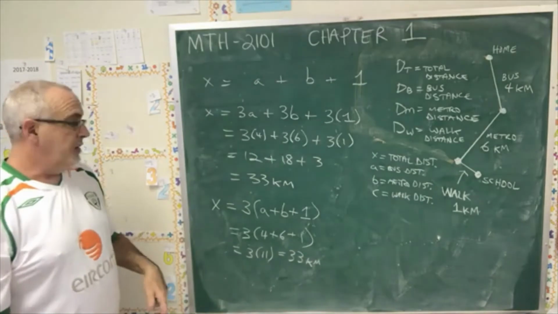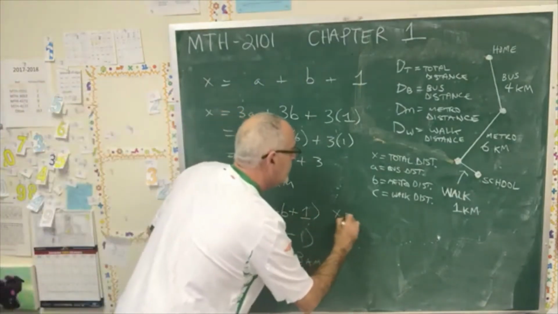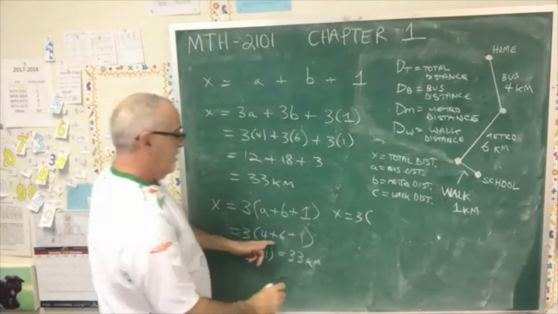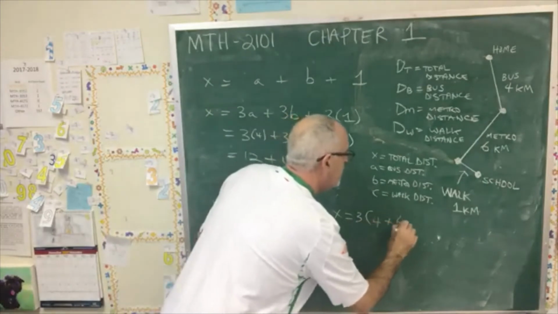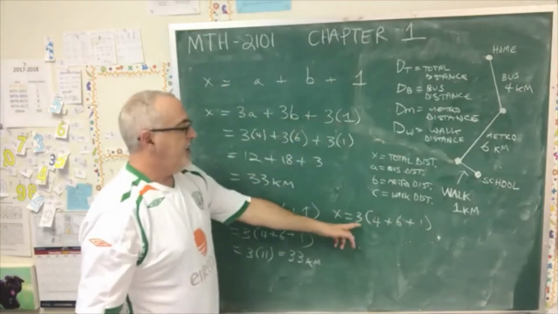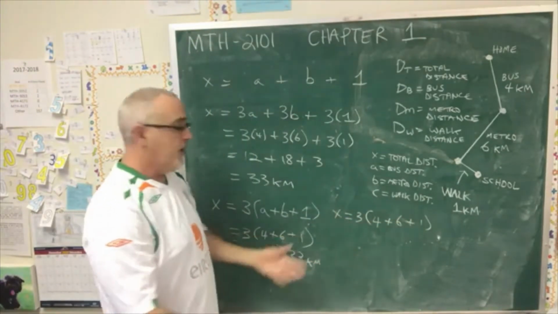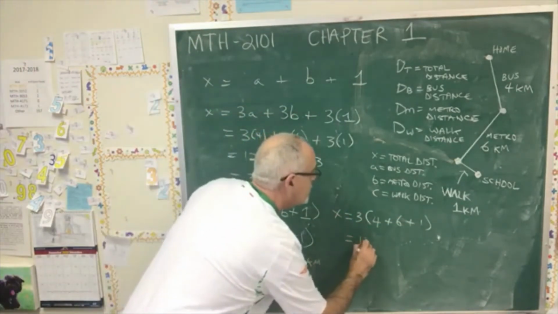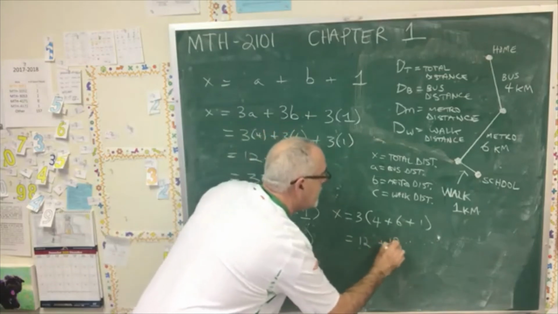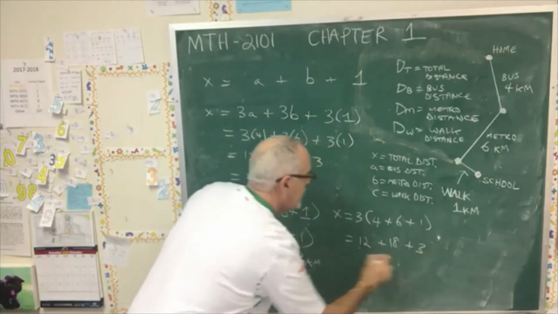But that's not the only way we can show this. We can say x equals 3 times 4 plus 6 plus 1. We can multiply the 3 by the 4, multiply the 3 by the 6, multiply the 3 by the 1. We can do it that way instead if we want. 3 times 4 is 12, 3 times 6 is 18, 3 times 1 is 3. We get the same answer.